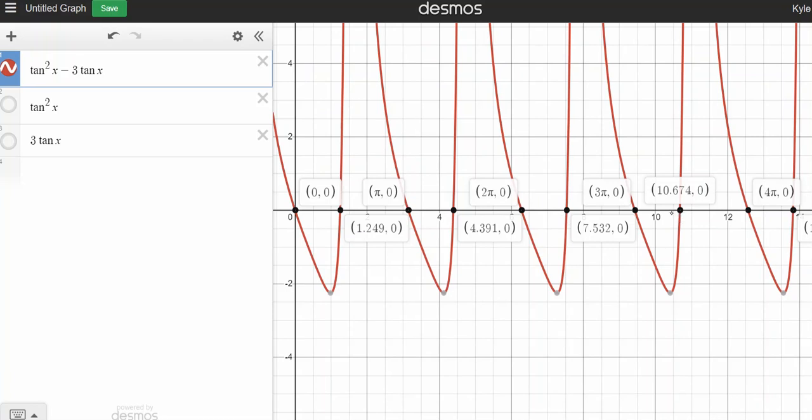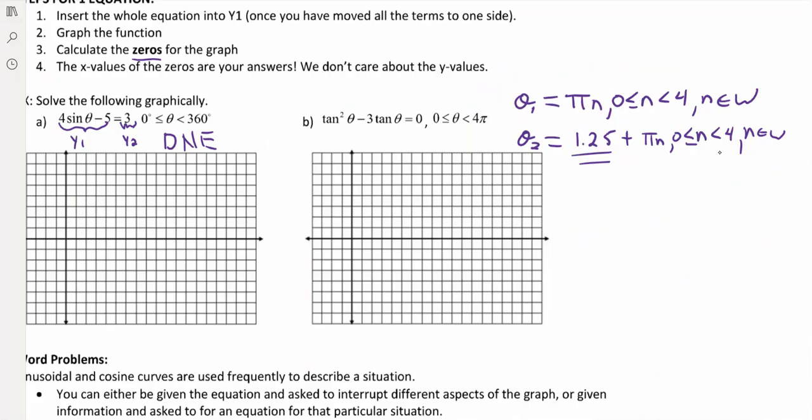And now I can't be bigger than 4 pi, so I can't go over to this one. So n can't be 4, and that's really what we said here as well. We restricted it, so n is less than 4. So that would just be the numbers 0, 1, 2, and 3 is what this is restricting it to. Okay, hopefully that made sense.